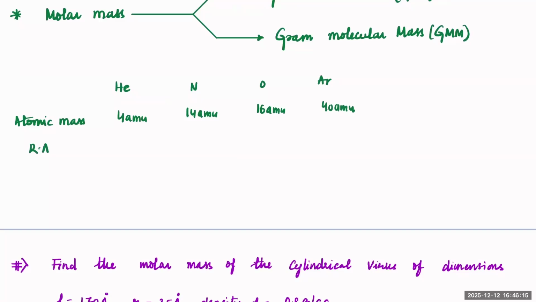If I ask you what is relative atomic mass, you just remove that AMU term. That is relative atomic mass, correct? And if I ask you gram atomic mass, that means now you will write the same thing as gram per mole. 14 gram per mole. This is 16 gram per mole. And this is 40 gram per mole.